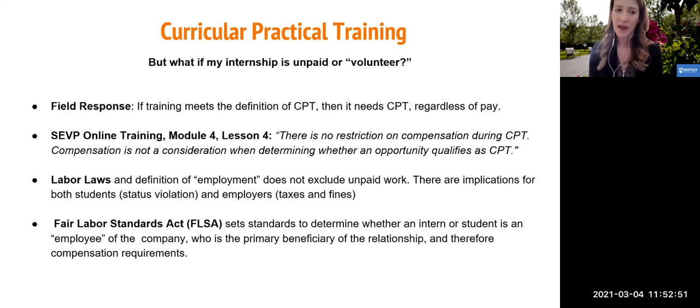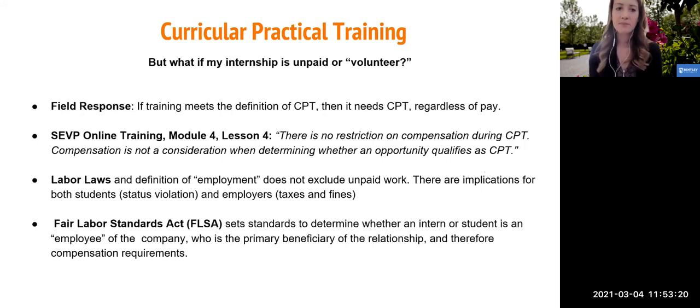And apart from that, the other layer is labor laws and the definition of employment. So the definition of employment does not exclude unpaid work. And along with that, there's the Fair Labor Standards Act, which sets certain standards to determine whether an intern or a student is an employee of the company. It talks about the primary beneficiary of the relationship and therefore compensation requirements.